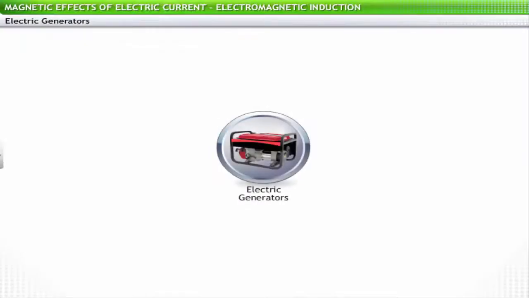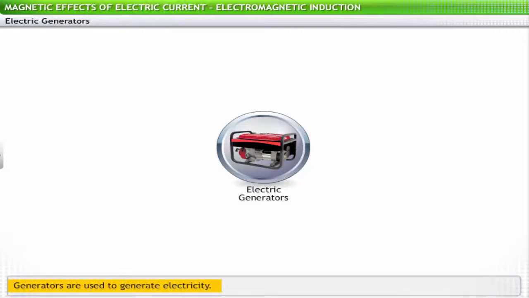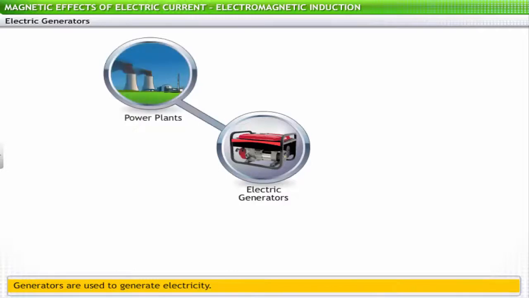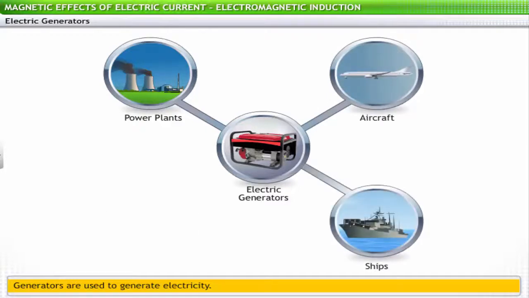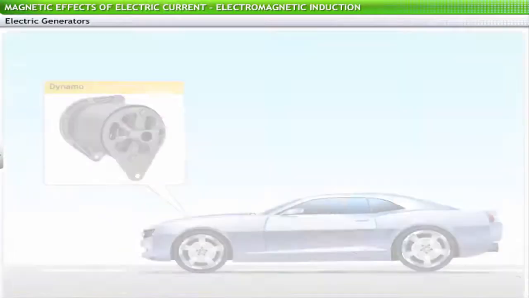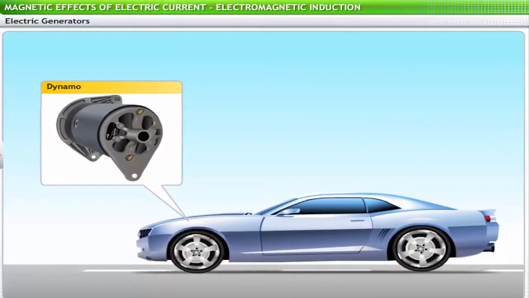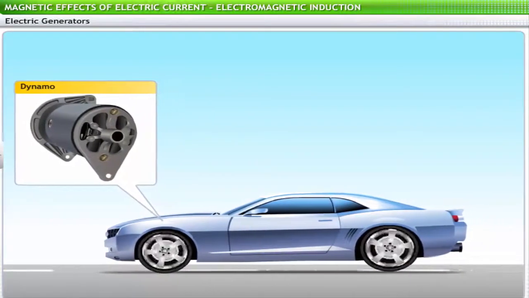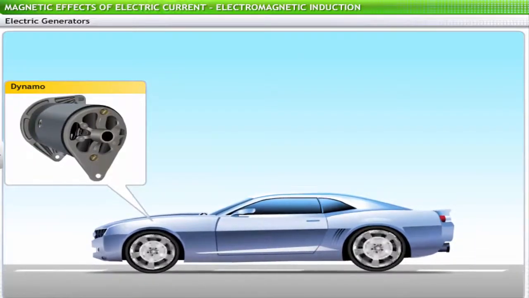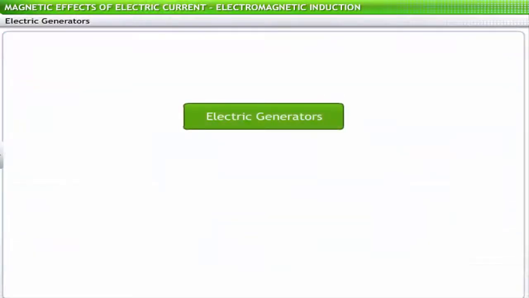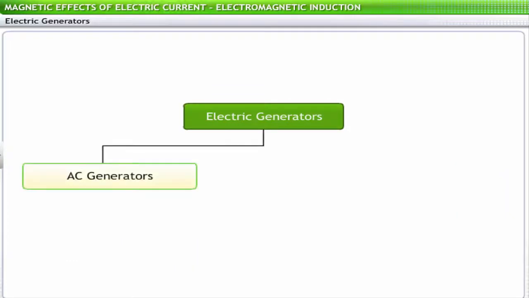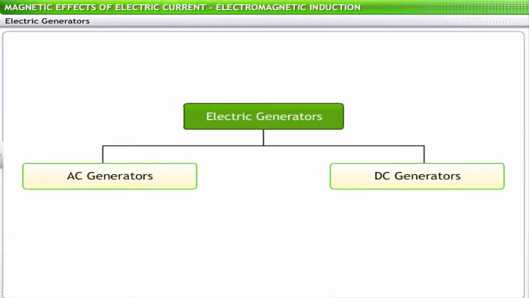Electric generators are based on the principle of electromagnetic induction. Generators are used to generate electricity in power plants for transmission and distribution of electricity over power lines, and to produce electric power required for aircrafts, ships and trains. Dynamos used in automobiles are similar to generators, but they produce relatively less power.